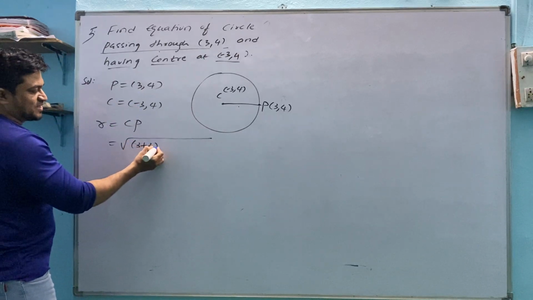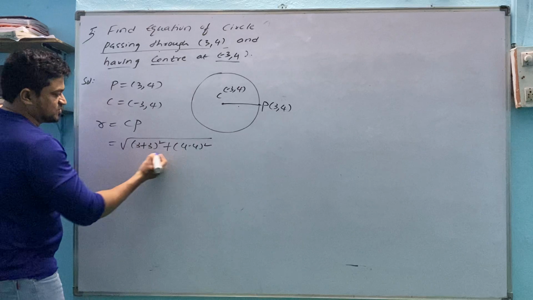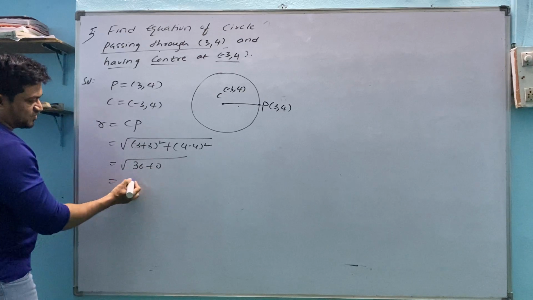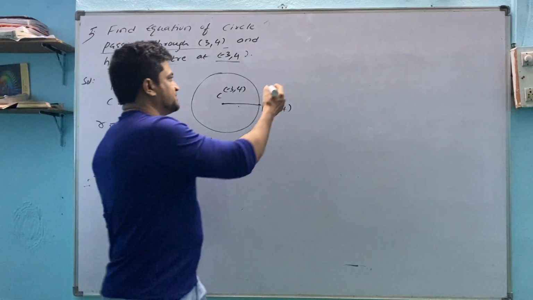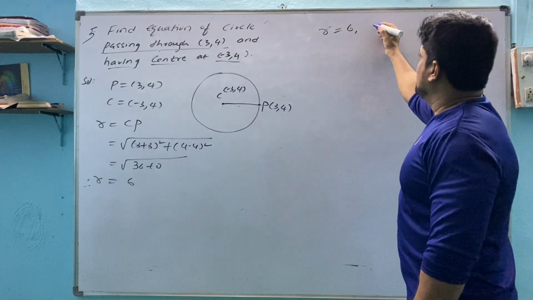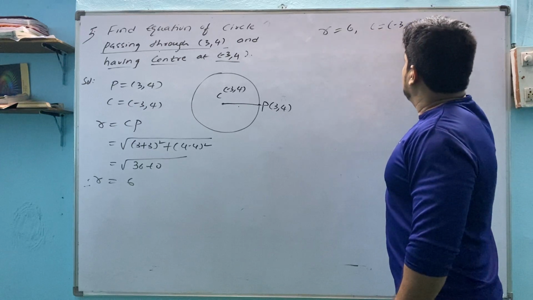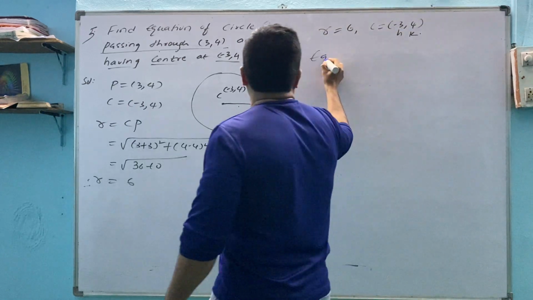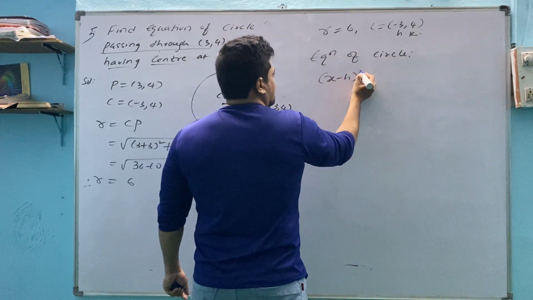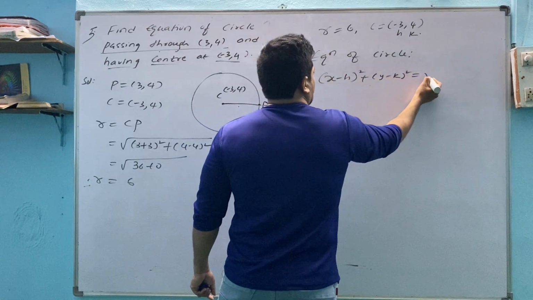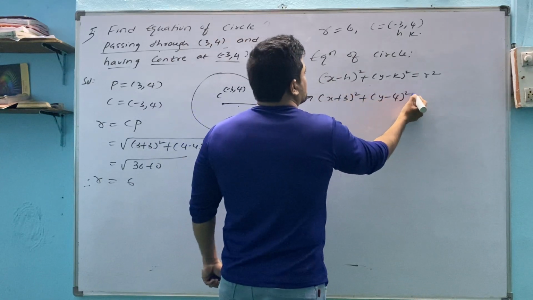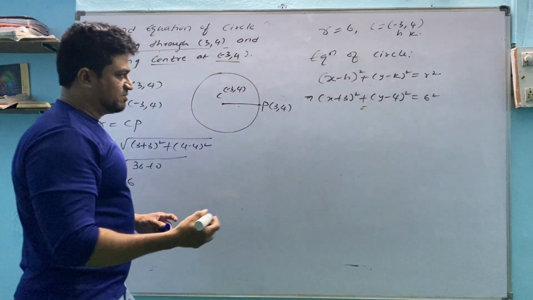First minus first whole square, that means x1 minus x2 whole square plus y1 minus y2 whole square. This is 3 plus 3, 6 square, 36 plus 0. 36 square root is 6. So we have radius now. Once we have radius, can we find equation of circle? Not possible. So what do we have to do? We have to take the center also, h comma k. Now we can write equation of circle: x minus h whole square plus y minus k whole square equal to r square. So this will be x plus 3 whole square, y minus 4 whole square equal to 6 square. Again, the simplification part you can try.